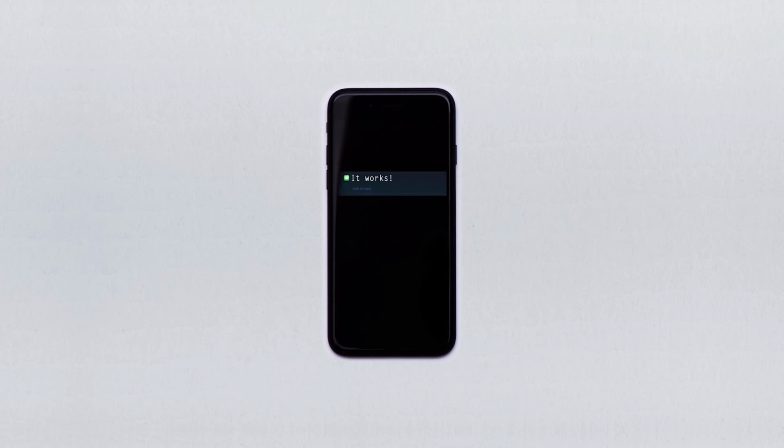Now your antenna is working. Congratulations! Ready for the test?